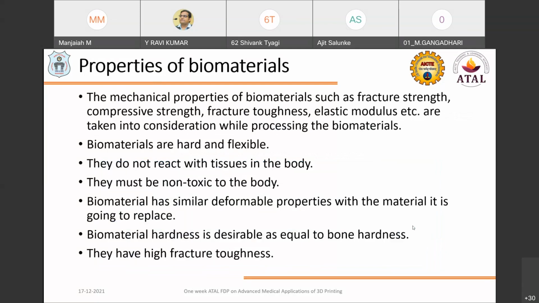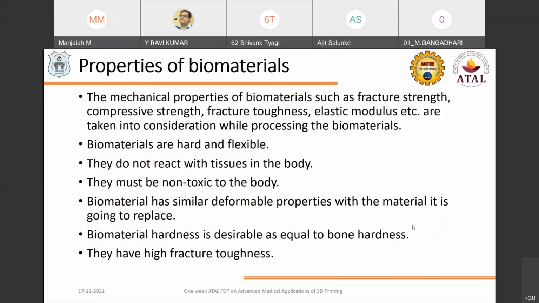And what we are talking about, the different kinds of metals, materials and alloys, these are all biomaterials. How do we say these materials are biomaterials? What kind of properties are required with respect to these biomaterials?